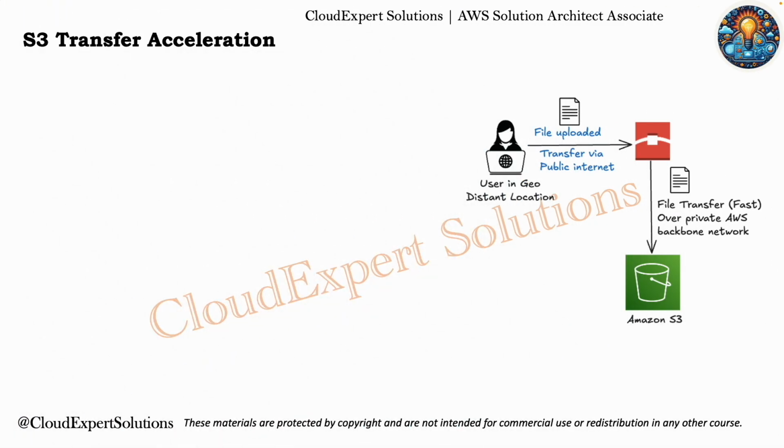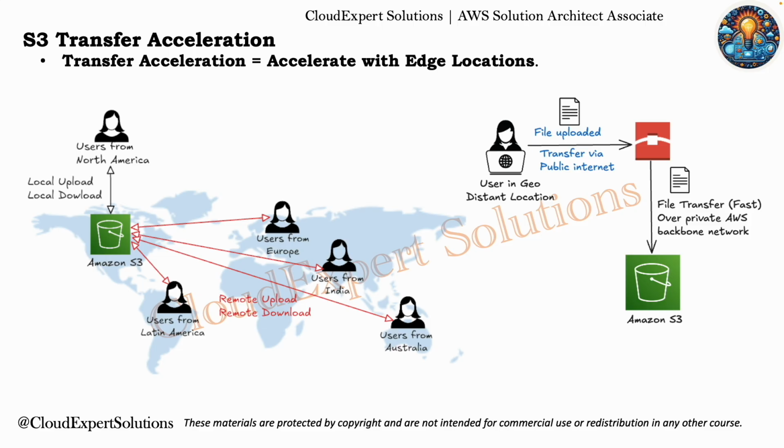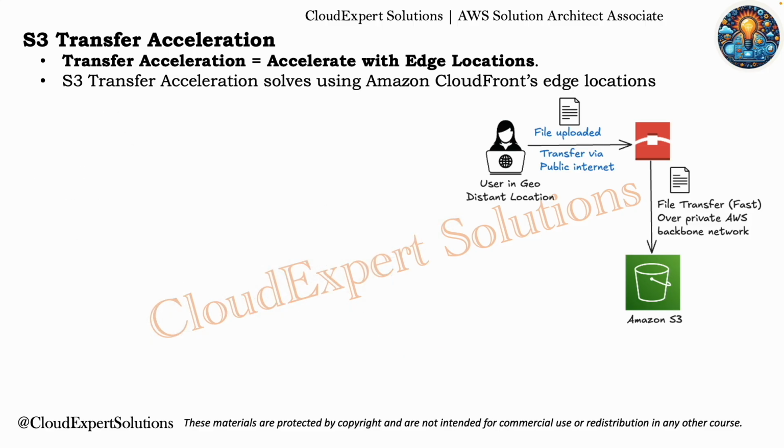Now let's review S3 Transfer Acceleration. What if your users are spread all over the globe, but your S3 bucket is in a single region? Then network latency can be a major issue. S3 Transfer Acceleration solves this by using globally distributed edge locations to speed up the file transfer process, and this works both for upload and download.